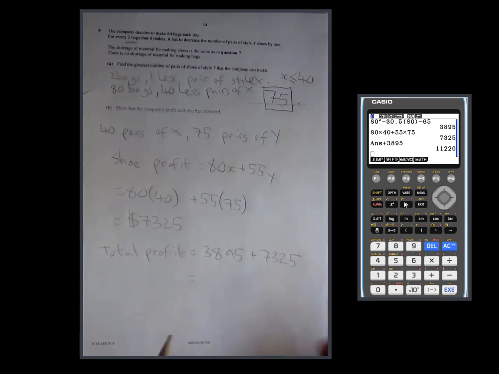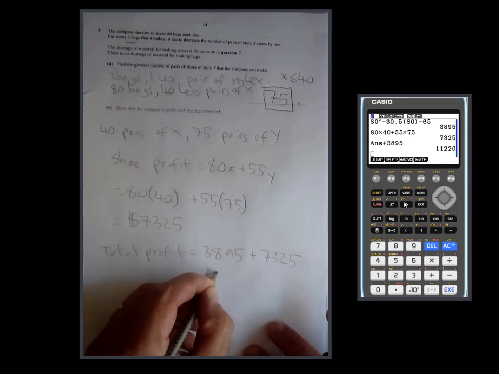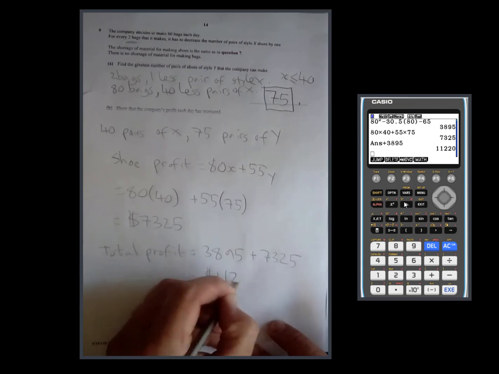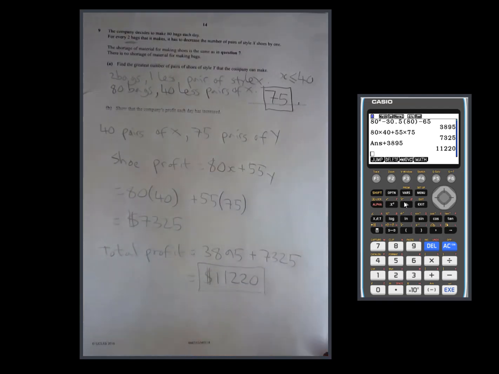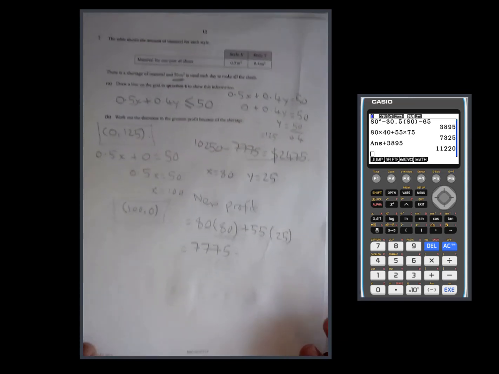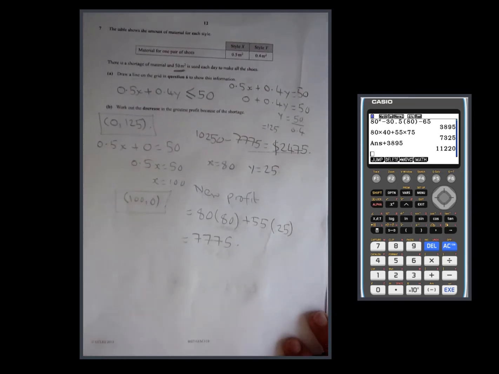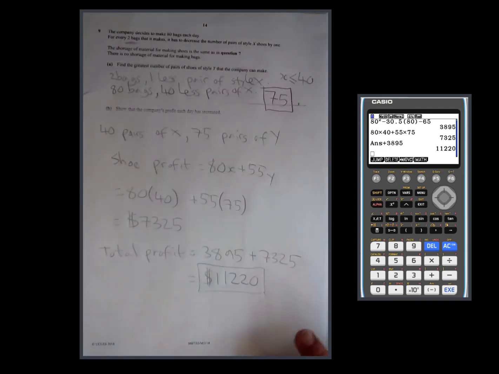that gives us a total profit of $11,220. So to show that this has increased, all we really need to do is show that that is a bigger number. So if we compare the old profit before they started making bags was, once we had the material constraint, it was 7,775. So it's clearly a bigger number.